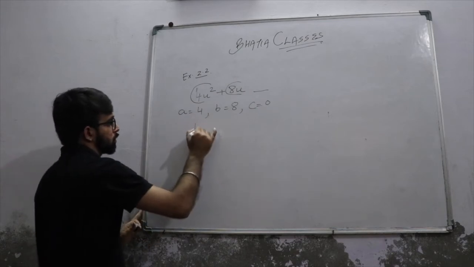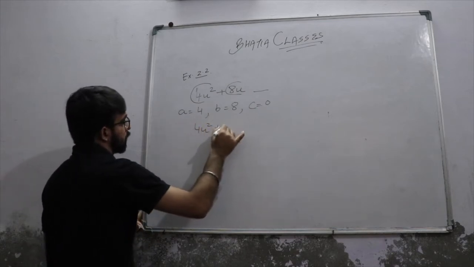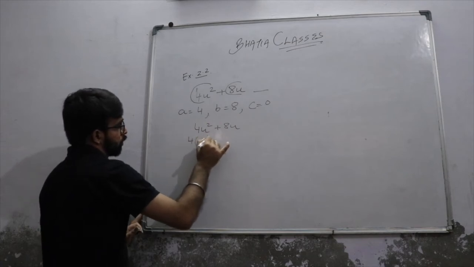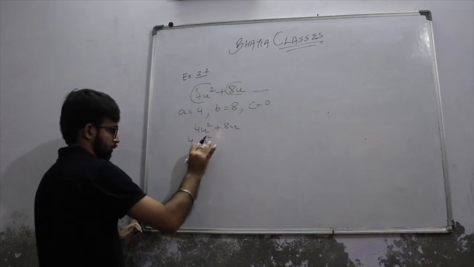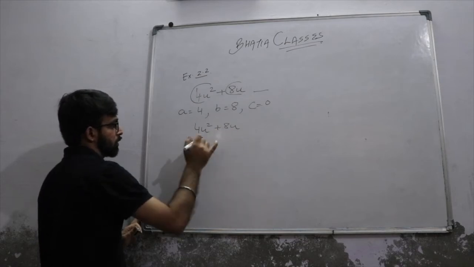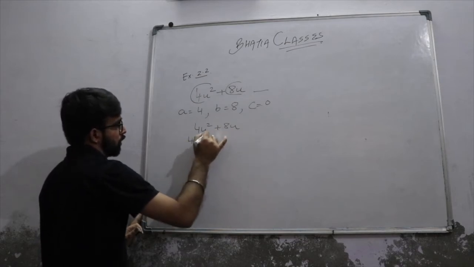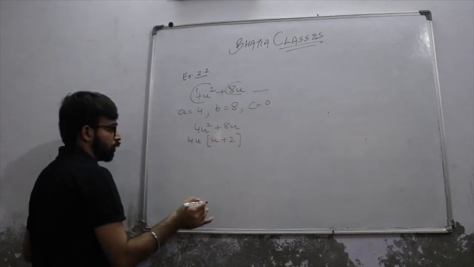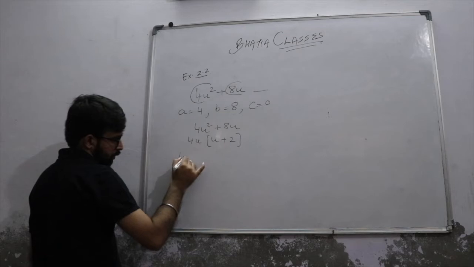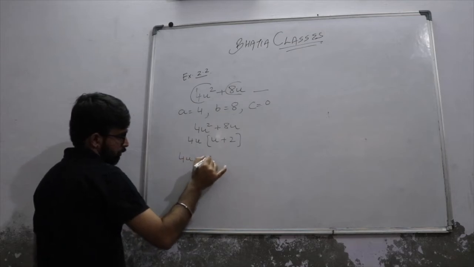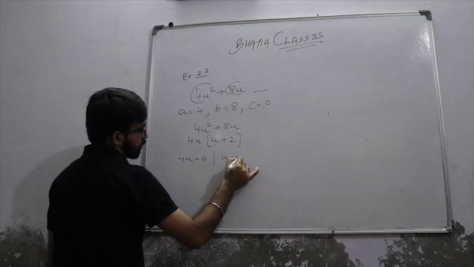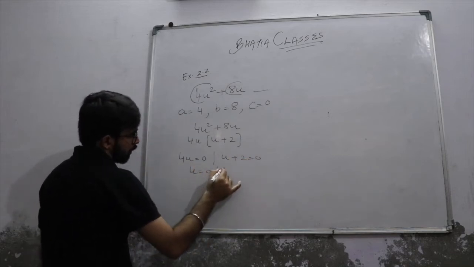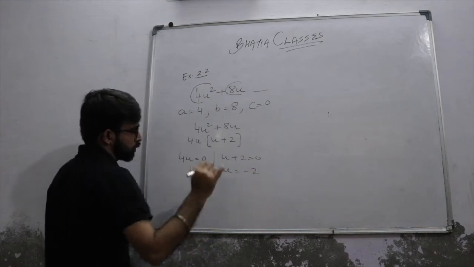Let's start with the zeros. 4u square plus 8u. Take 4u common. You get 4u times u plus 2. For the zeros, put this equal to 0. Either 4u is equal to 0, or this part, u plus 2, is equal to 0. So u is equal to 0 and u is equal to minus 2.